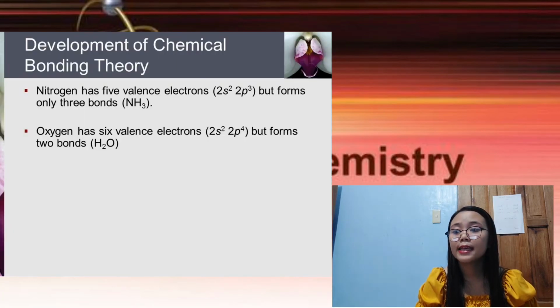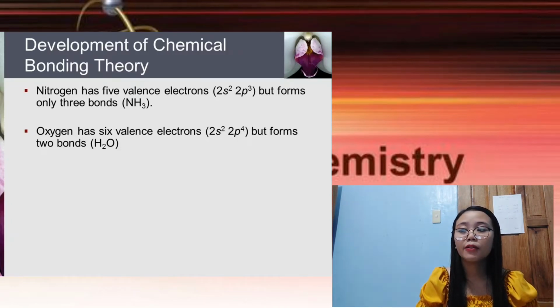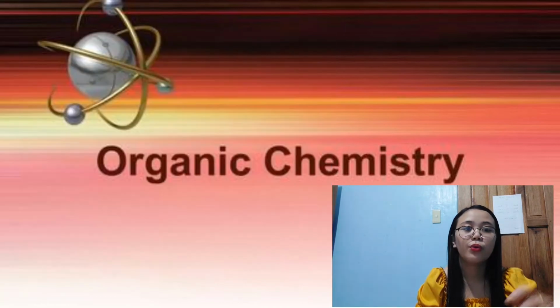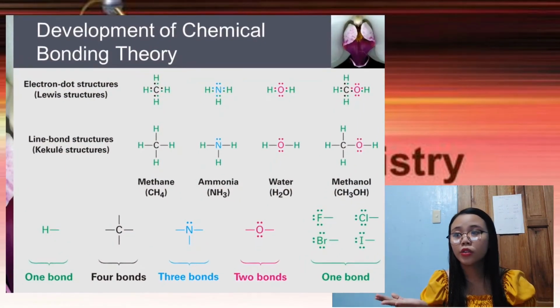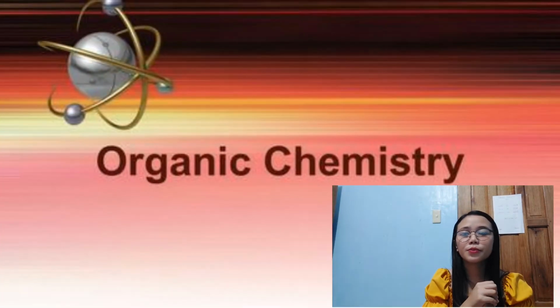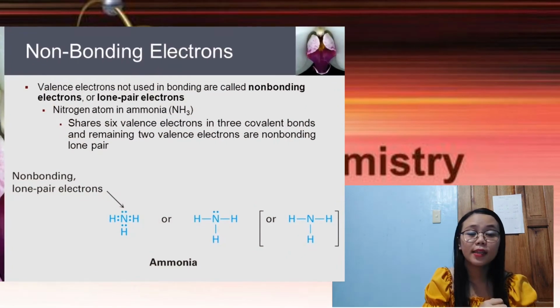Next, nitrogen has 5 valence electrons, 2s2 and 2p3, but forms only 3 bonds, which is NH3. Oxygen has 6 valence electrons, 2s2 and 2p4, but forms 2 bonds, which is H2O. Electron dot structures and the line bond structures. And now let's proceed to non-bonding electrons.